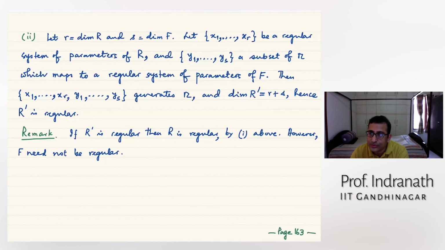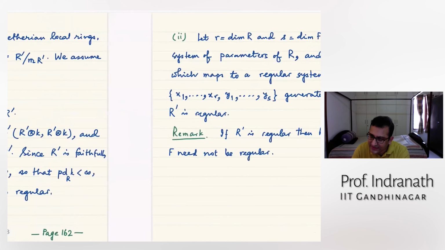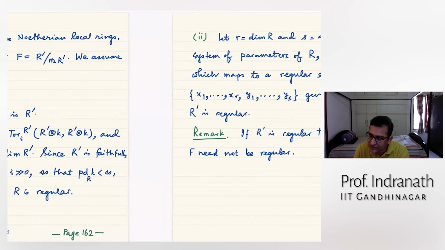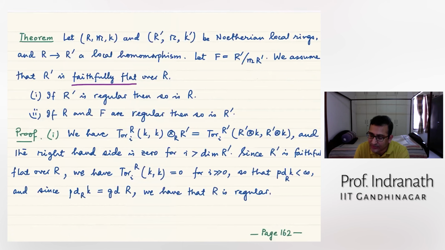However, F need not be regular. Now this example will come, a small verification I have not added here, where you show that regularity of R dash ensures only regularity of R, but not of the fiber ring. But for going in this direction, just regularity of R alone does not ensure regularity of R dash. Even if you have all sorts of good things, you require the fiber ring also to be regular.